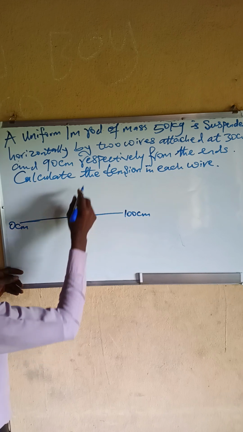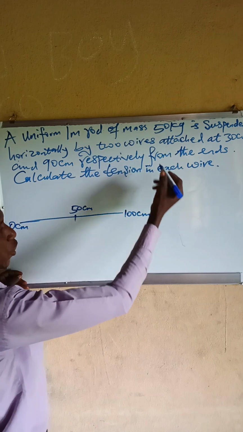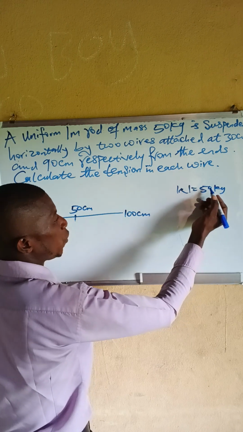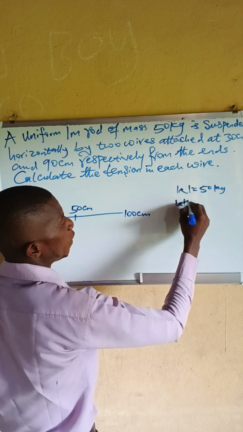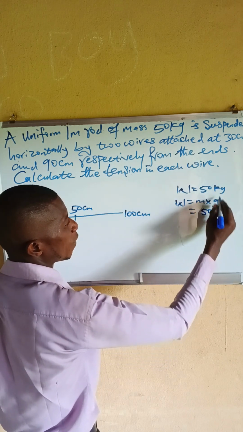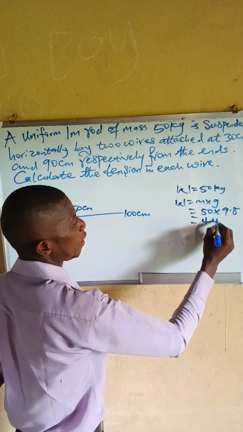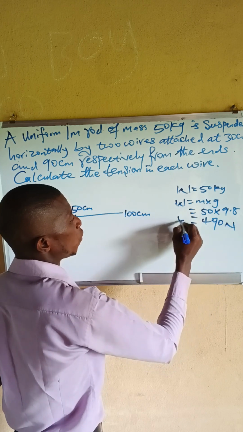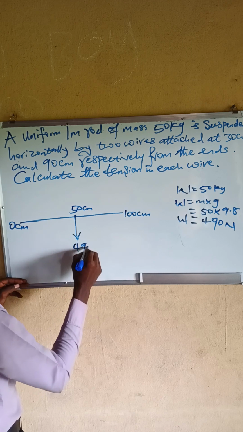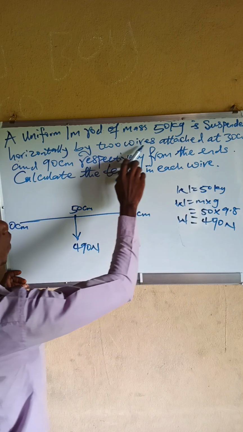So the weight of the body lies at the center of gravity. The mass is 50 kg, but we cannot use this directly. Weight is mass times acceleration due to gravity. So the mass is 50 kg times acceleration due to gravity, 9.8. We multiply this and you're going to have 490 Newton. So the weight of the body is 490 Newton.